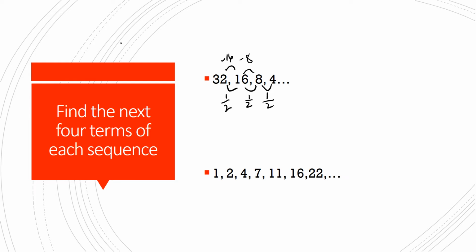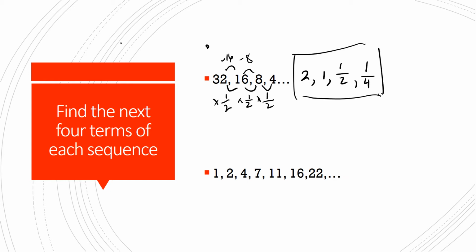And so to find the next 4 terms, we could just simply start by taking 4 and multiplying it by 1/2, or dividing by 2, I guess we could say. I should probably put times. That will give us 2. And then 2 divided by 2 gives us 1. And 1 divided by 2, or multiplying by 1/2, gives us 1/2. And then 1/2 times 1/2 gives us 1/4. And so it would appear here in this first sequence, this is our next 4 terms.